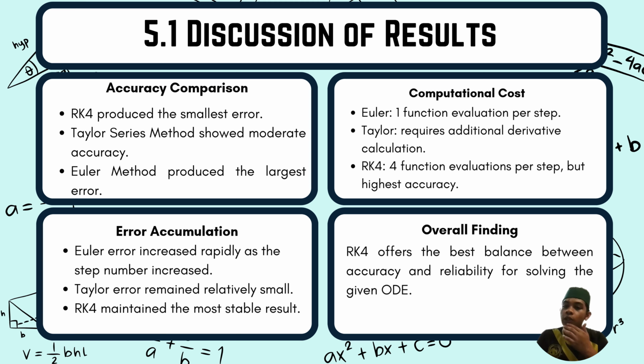Efficiency and computation cost. The Euler method has the lowest computation cost, with one function evaluation per step. The Taylor series method requires additional derivative calculation. RK4 has the highest computation cost, with four evaluations per step, but offers superior accuracy.